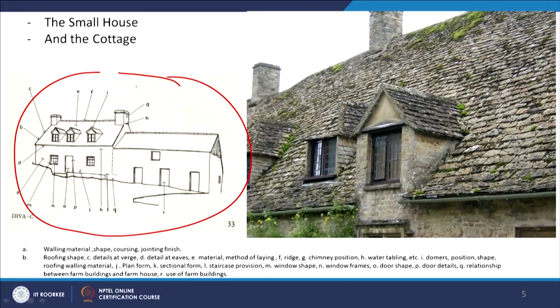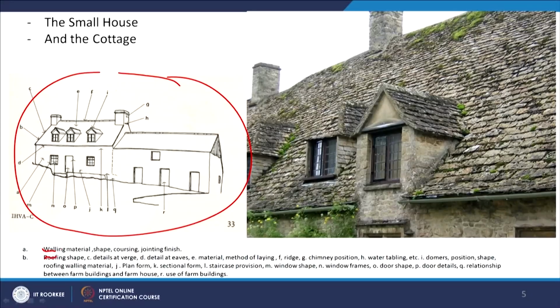So here is a small diagram of what Brunskill points out one has to notice. For instance, the first thing he looks at on the facade is the walling material, and what its shape is, what its course is, what its jointing is and what its edge is, the quoins. So basically the quoins, the jointing and the coursing will actually give the whole skin.